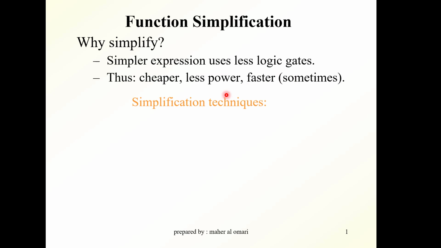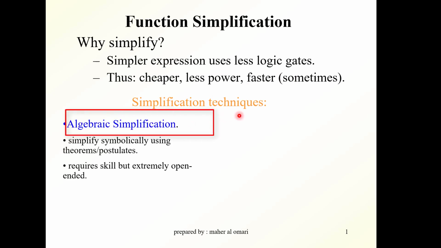Okay, simplification techniques. There are two simplification techniques. First of all, we have the algebraic simplification. By using the theorems and the postulates, the theories that we know already, we play with the function to get the simplest form of the function. This, of course, requires skills on your part. You have to know the postulates and the theorems, and know how to use them. But this technique is open-ended, meaning that there are no restrictions on the domain of the function. Whether it's 4 variables, 5 variables, 6 variables, there are no limitations on this.